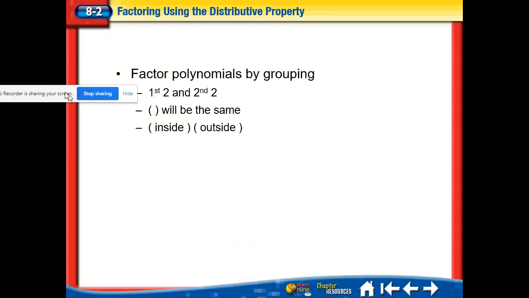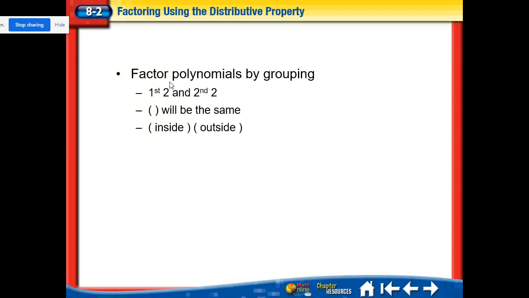All right, today we're going to be working on factoring polynomials by grouping. Now, with the grouping, there's going to be 4 terms, and there's no GCF between all 4 terms. Nothing factors out of all of them.